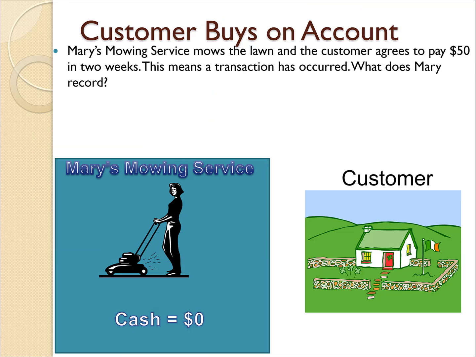So Mary's mowing service mows the lawn and the customer agrees to pay $50 in 2 weeks. So this means a transaction has occurred. So what does Mary record?